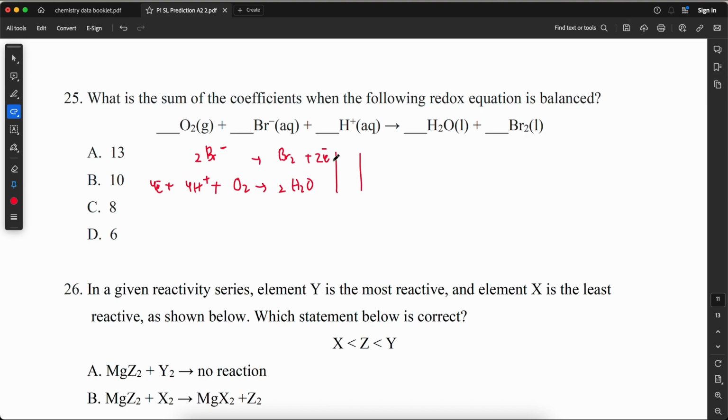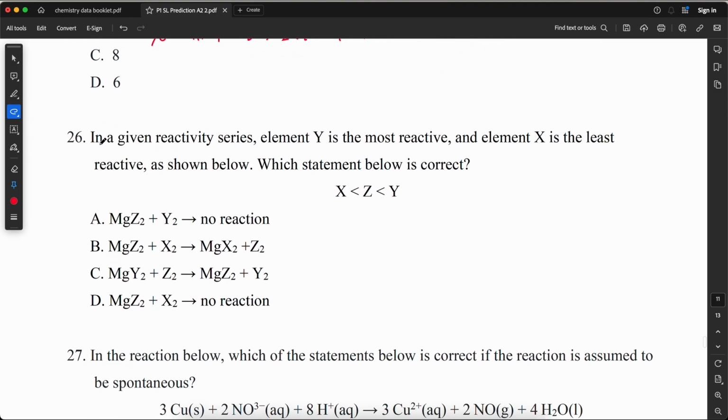So now we need to make the electrons balanced for both half reactions by multiplying this by 2 and this one by 1. Now the electrons are balanced, so it will be 4 Br minus becomes 2 Br2, but this one stays the same. So O2 will be 1, Br minus will be 4, H plus 4, H2O 2, and then Br2 is 2. This total will be 13.